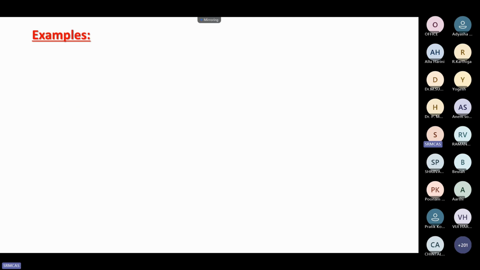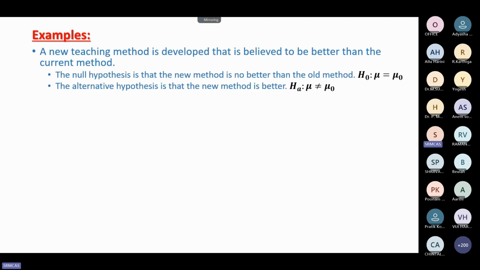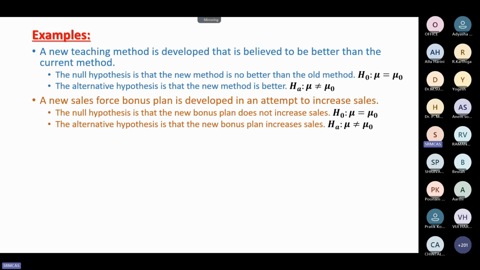Some more examples here. A new teaching method is developed that is believed to be better than the current method. The null hypothesis here is that the new method is no better than the old method. The alternative is that the new method is better. Another example: a new Salesforce bonus plan is developed in an attempt to increase sales. Here the null hypothesis is that the bonus plan does not increase sales. The alternative is that the bonus plan increases sales.